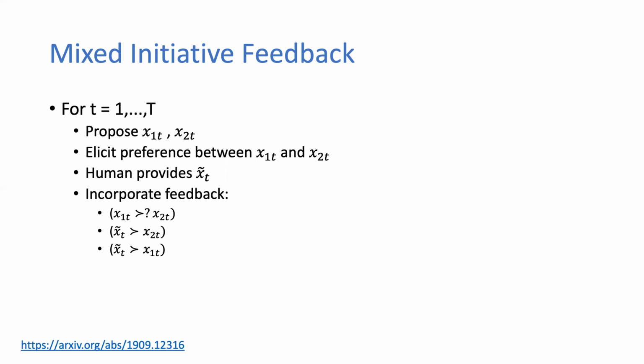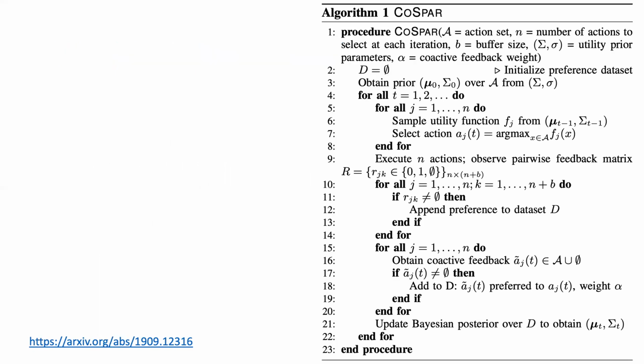This is an application where the human has intuition about the action space, and the human can say not just which of the 2 that the algorithm tried is better, but actually tell the algorithm a 3rd point that he or she thinks is even better than the first 2. This is called mixed initiative feedback. I'll just walk you through the algorithm. Again, there's a lot of code here, and I just want to highlight a few things.